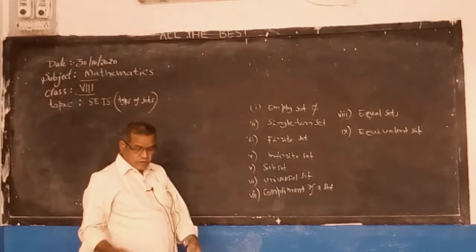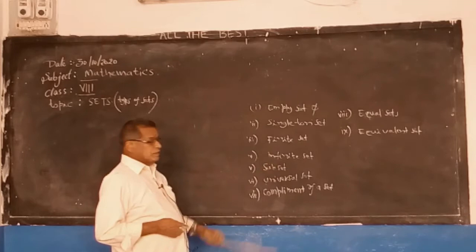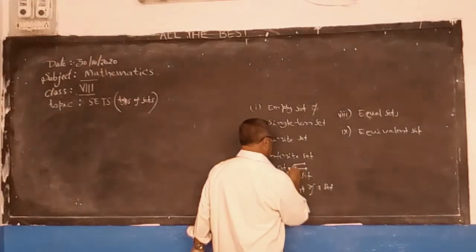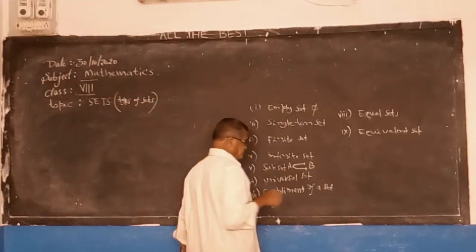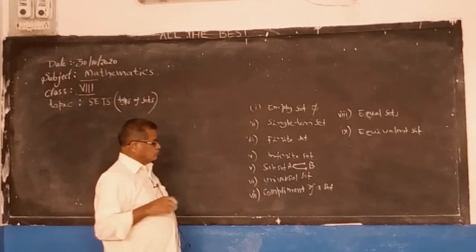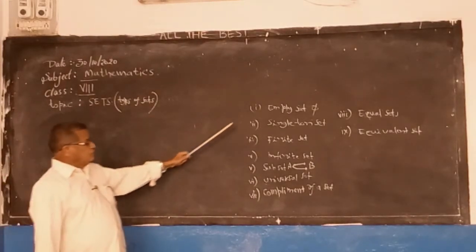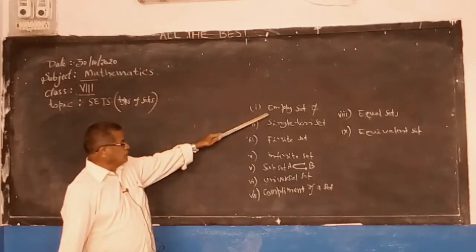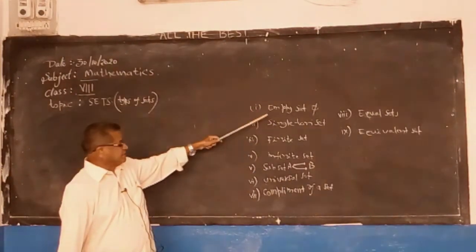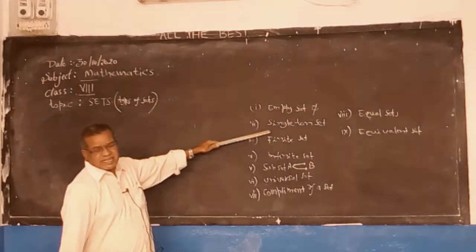Now I want to explain subset. The subset symbol is ⊂. Set A is a subset of set B. I will explain what a subset is. We learned about the empty set and the singleton set. It is in the name only. Empty means no elements in it. A set has no elements. Singleton, a set has only one element.